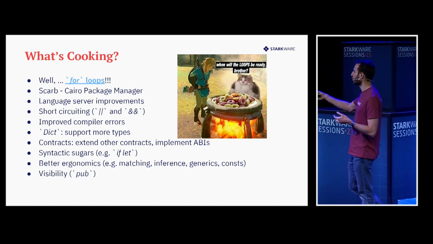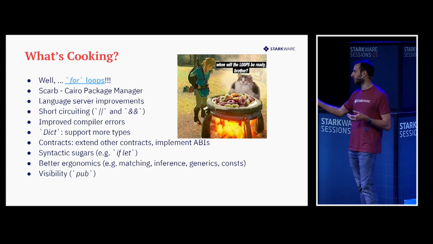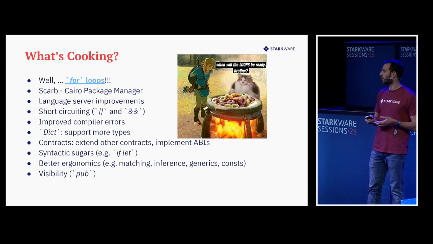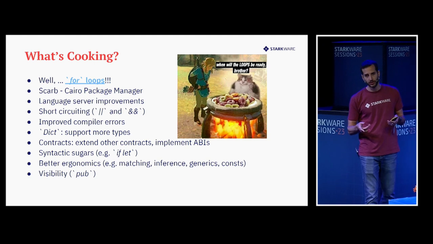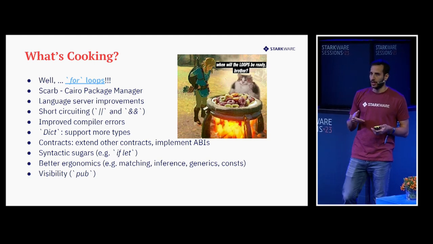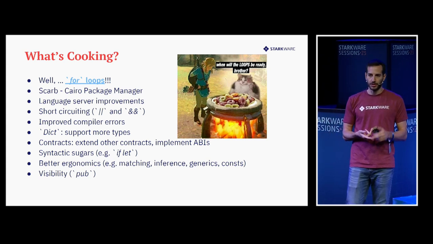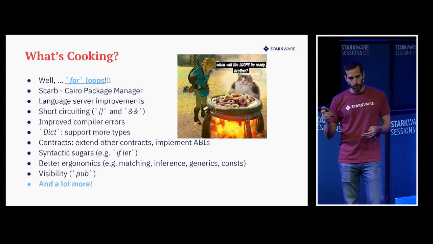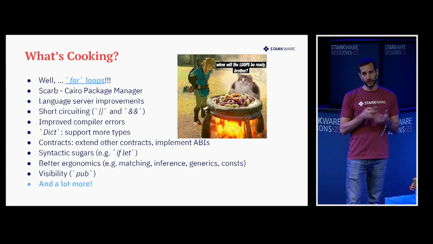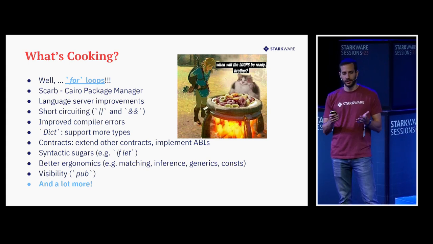We'll have improved compiler errors, support for more types in dicts, and more features in contracts, like extending other contracts or implementing ABIs. We have syntactic sugars, efficiency, better ergonomics, visibility, and a lot more. So we are excited about the future, and I hope you are too.